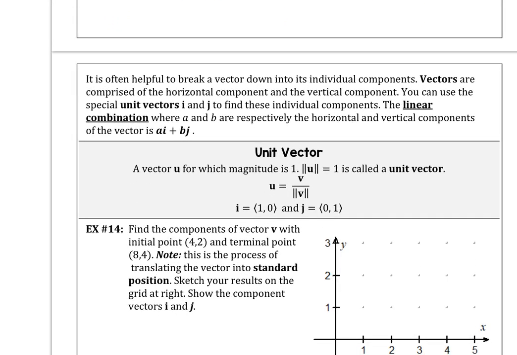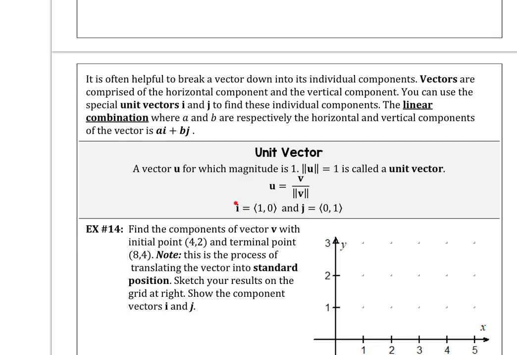Sometimes we need to take a vector and break it down into individual components. Vectors are comprised of the horizontal component and the vertical component. You can use the special unit vectors i and j to help us find those individual components. The linear combination where a and b are respectively the horizontal and vertical components of the vector is given by a i plus b j. A unit vector is simply taking the vector and dividing it by the magnitude of the vector.